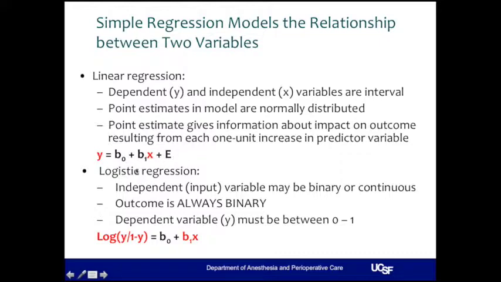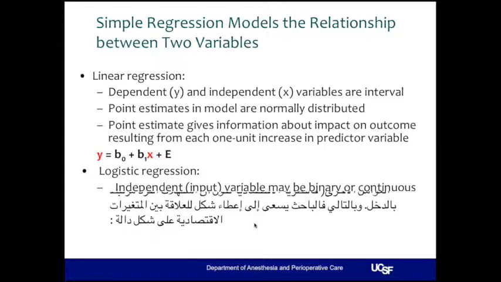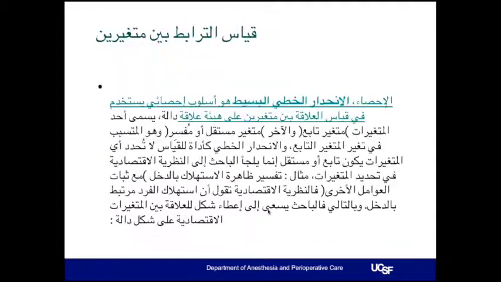Logistic regression is similar, except the independent variable can be binary or continuous, but the outcome variable is always binary. It's always going to be yes or no, so the dependent variable has to be 0 or 1. This makes it mathematically a little bit more challenging, but we'll talk about how this is done. What we do essentially is use the log of a proportion, and that's why it's called logistic regression.